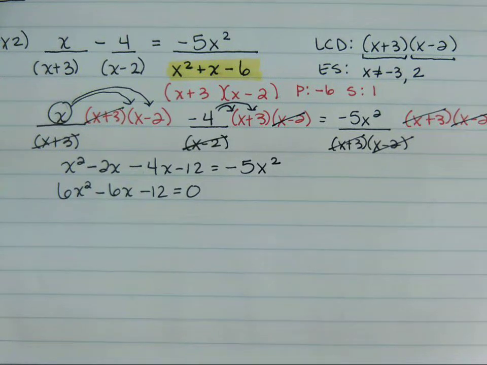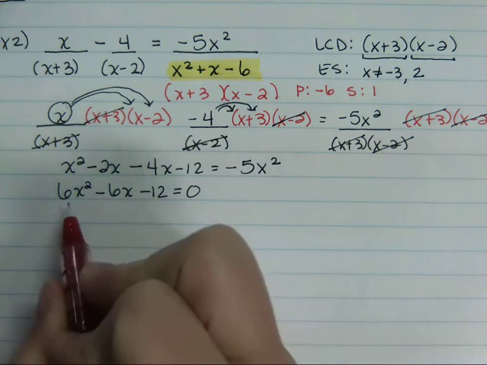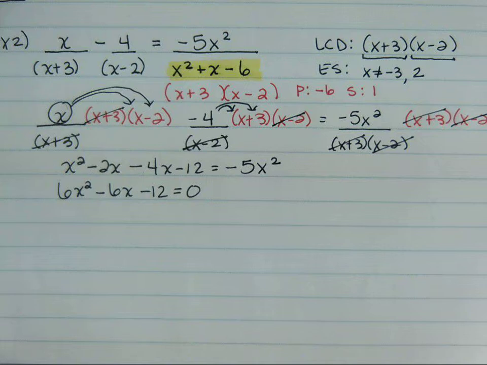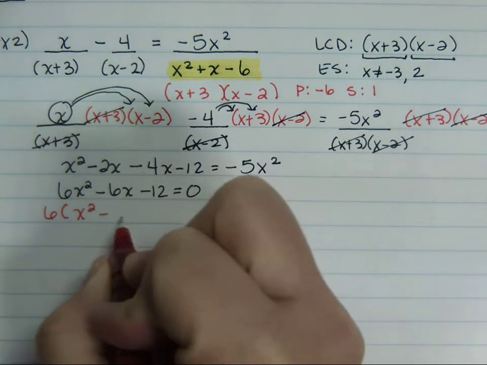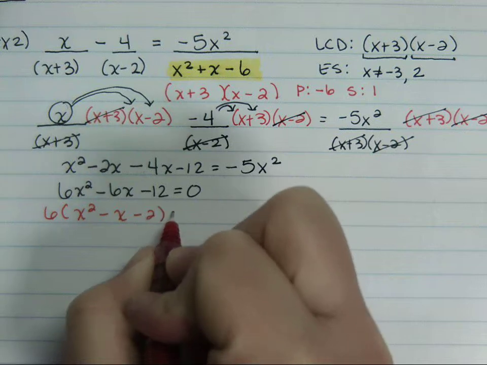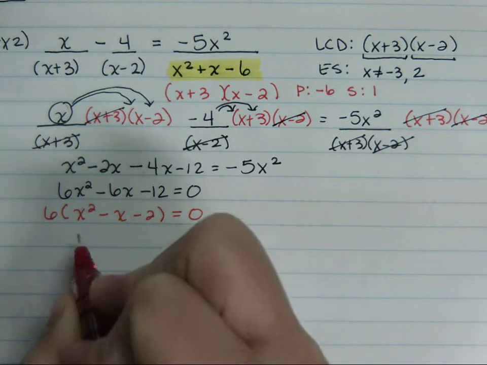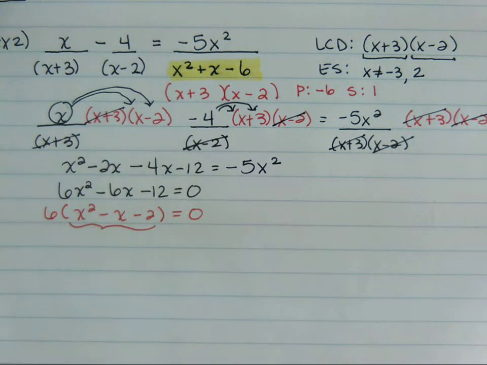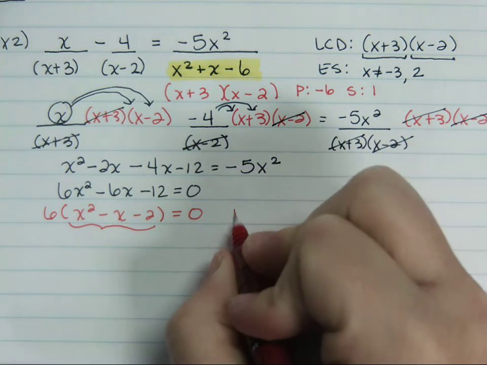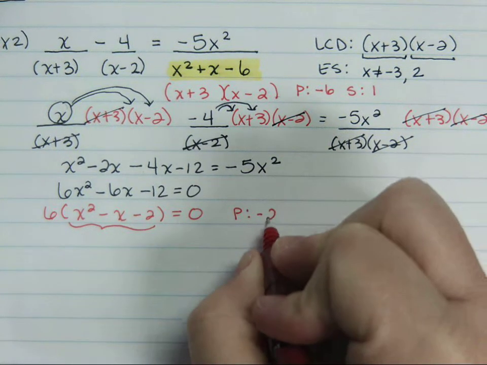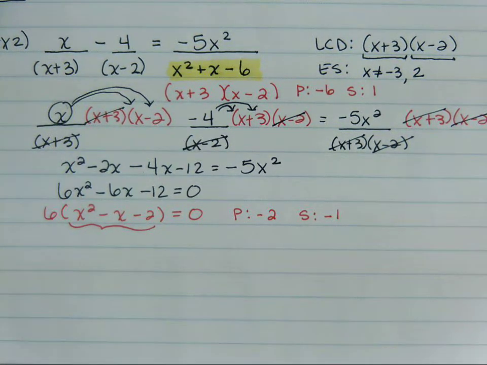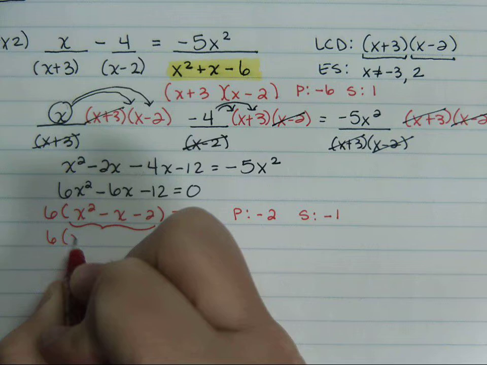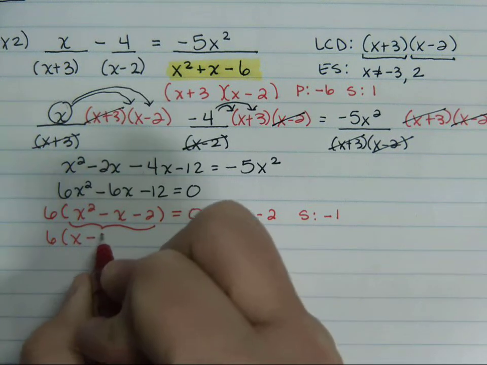And now I need to factor this, and when we're factoring, we always want to look at the factors first and take out a GCF. So I'm going to factor out the 6 that's common to all of these, because that will make this trinomial on the inside a lot easier to factor. Now I'm looking for the product of two numbers that give me -2 and add up to be -1. So I'm going to use -2 and +1.